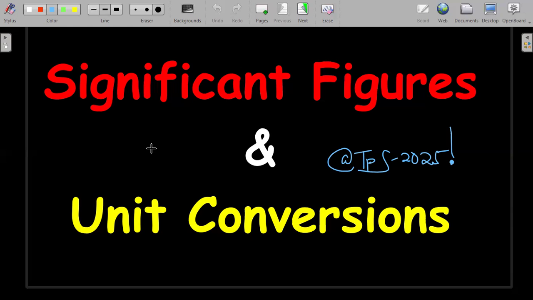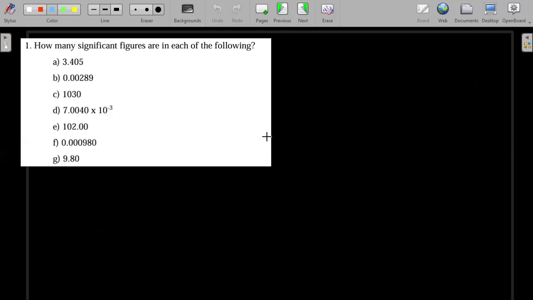We'll be looking at questions on significant figures and unit conversions. The first one is this one here. The question is: how many significant figures are in each of the following numbers, these numbers that you can see here. Before you can identify how many significant figures a certain digit or expression has, you have to know the 5 rules of significant figures.